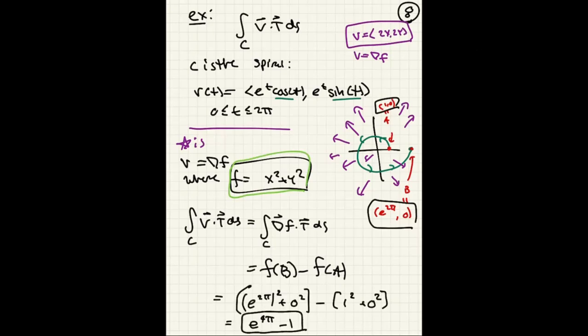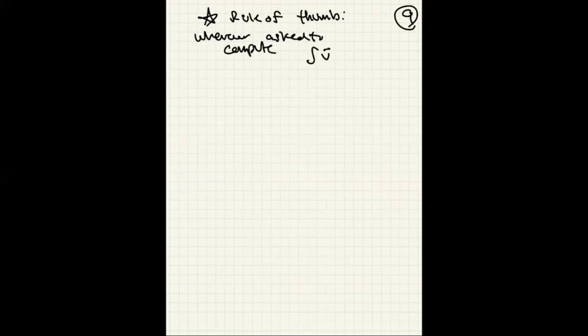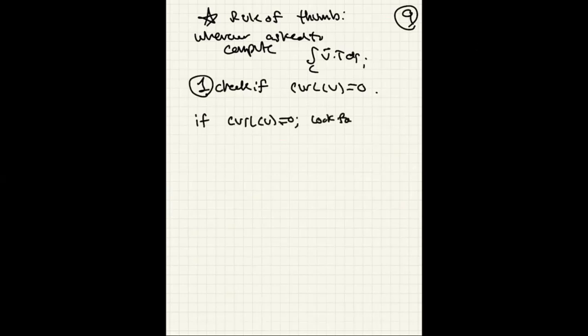All right. So the main idea is that if you can notice that your vector field is a gradient, you can save yourself a lot of work. So I'll write a little summary over here. Rule of thumb: whenever asked to compute a work integral, always check if the curl of v is 0. Okay, so if curl of v is 0, then look for a potential function.